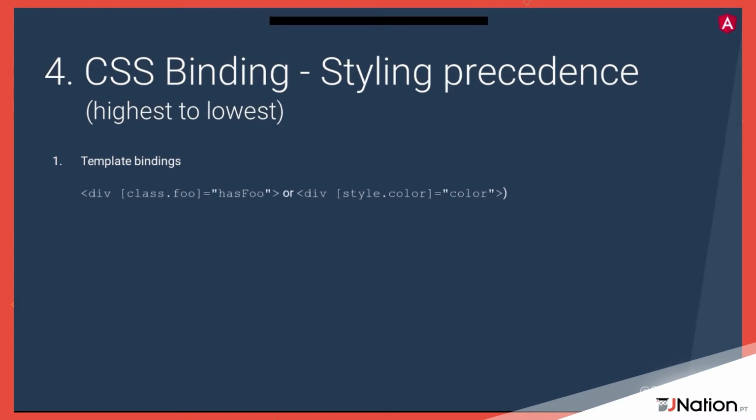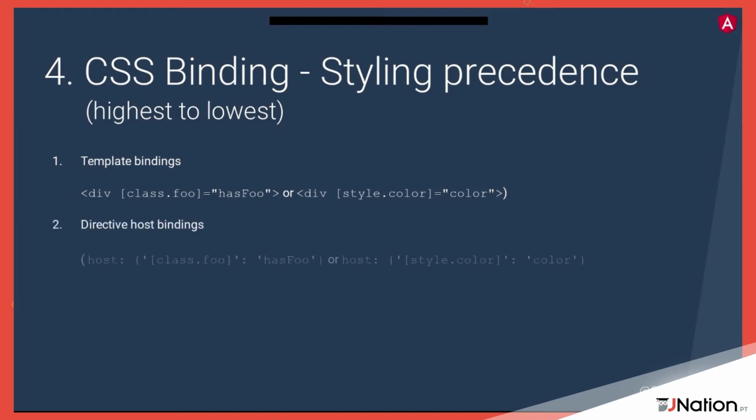So if you do something directly in your template, that is going to override what we see, similar to when you do style equals in normal CSS, you want that to override the CSS style sheet that's attached to the page. We do the same thing. So template bindings, that could be class.foo, that could be style within a DOM node.